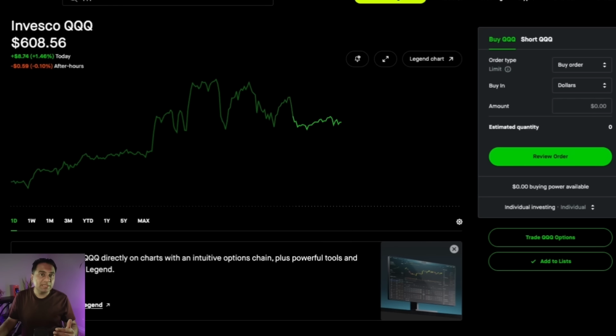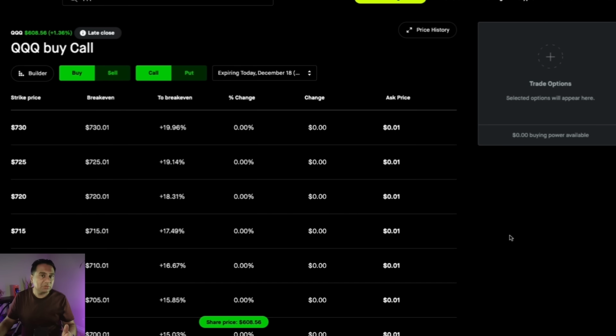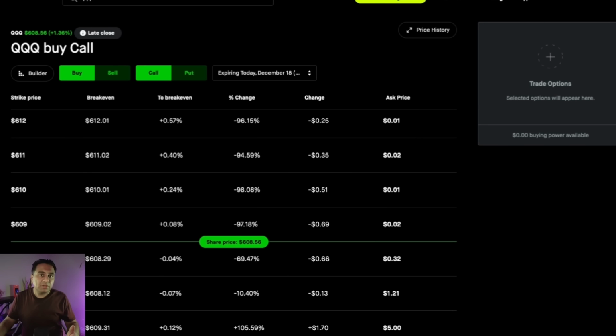So now that you understand the mechanics of the trade and how a put credit spread works, let's go back to QQQ and see how we can put a trade together to generate $500 or more in weekly income with a put credit spread. So I have the QQQ pulled up here on Robinhood. I'm going to click on Trade QQQ Options. I'm recording this video on Thursday, December the 18th, and I'm recording this after hours. So let's pull up the options chain.